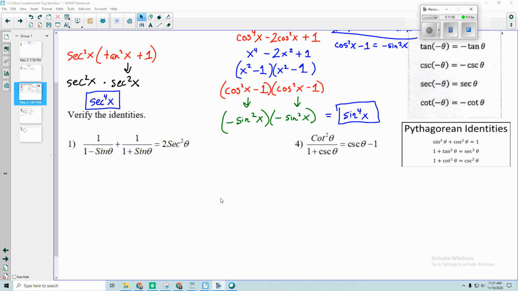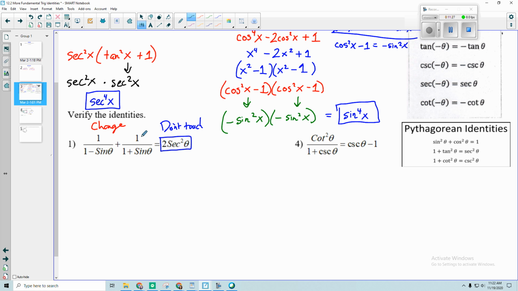For these last two problems, we're now going to practice verifying this identity. If you remember from the last video, the right side we're not going to touch, so don't touch this at all. The left side is what we need to manipulate or change so that it ends up looking like what we have on the right. So I need to change all of this so it ends up looking like 2 secant squared theta.